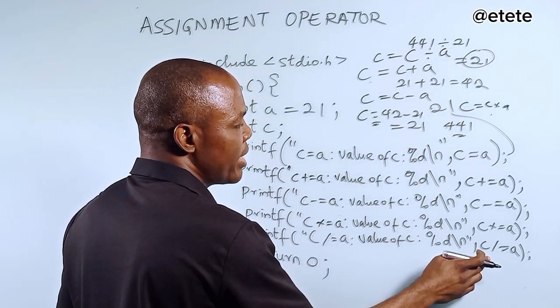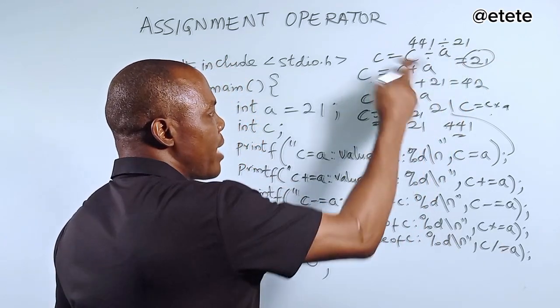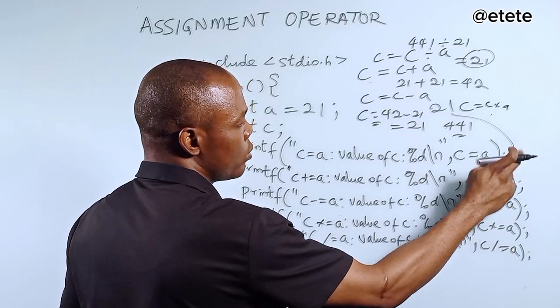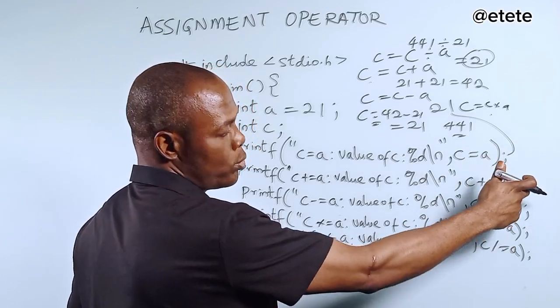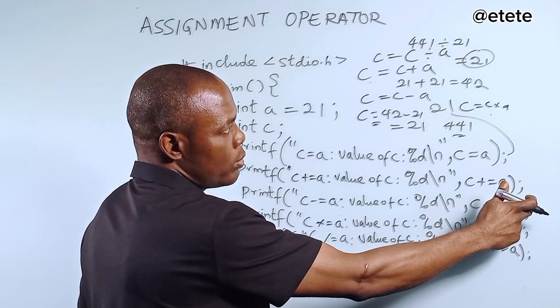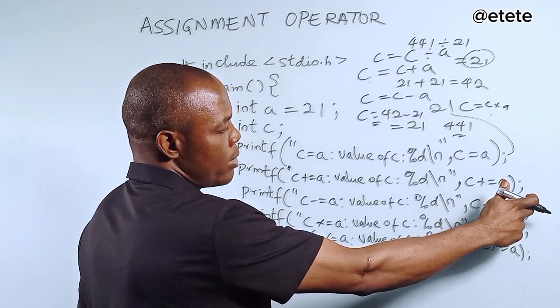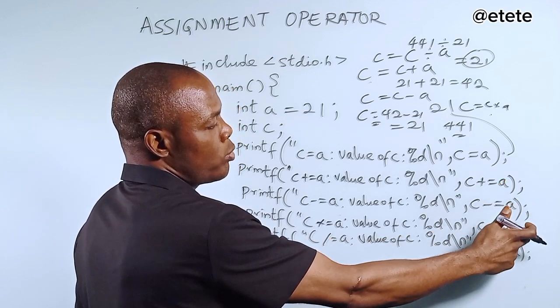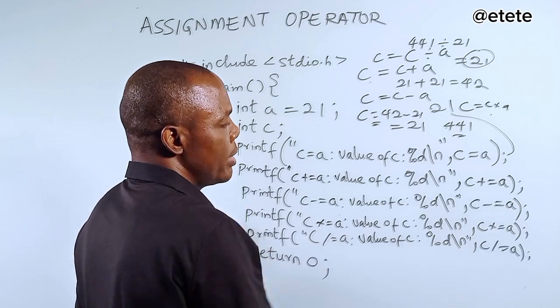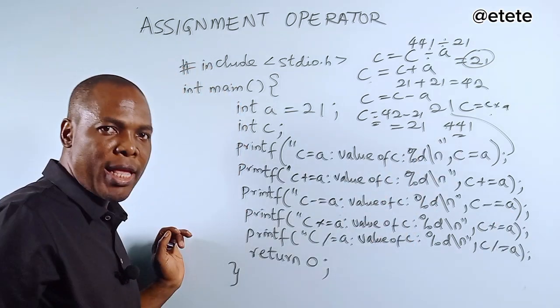So now we are reassigning this back to c. So this will give us 21. This will give us 42. This will give us 441. No, this will give us 21. This will give us 441. Then this will give us 21. That will be the output.